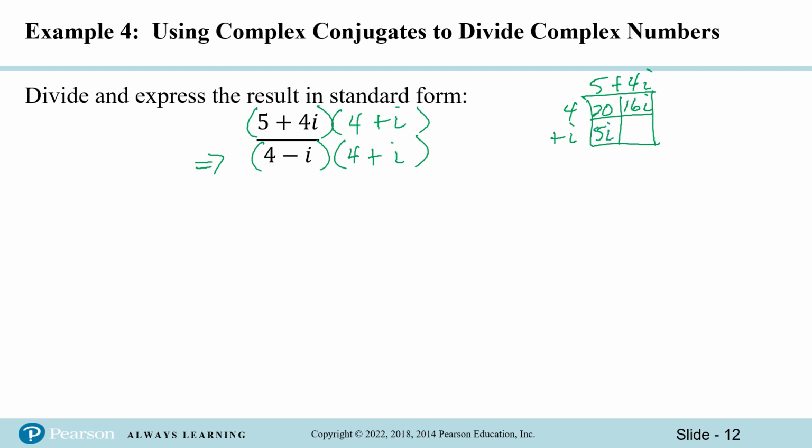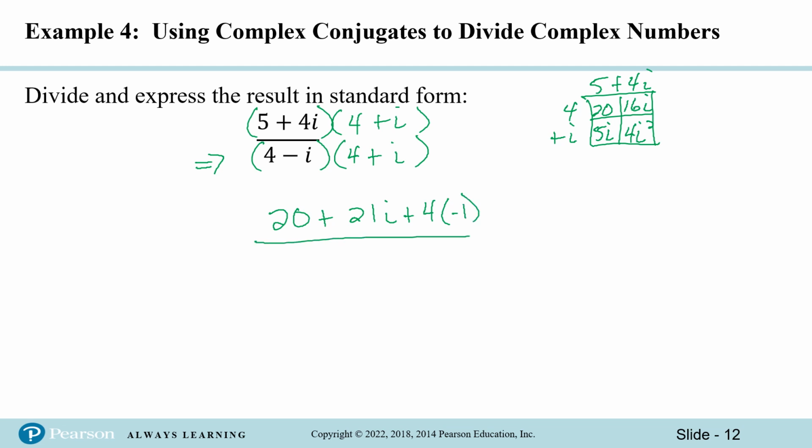So we multiply the 4 times the 5 and get 20. 4 times 4i is 16i. 5 times i, and then 4i times i is 4i squared. But again, don't forget you have to replace your i squared with -1. So right now in the numerator, I've got my 20. I'm going to add my 16i and my 5i. And I'm going to replace my i squared with -1.